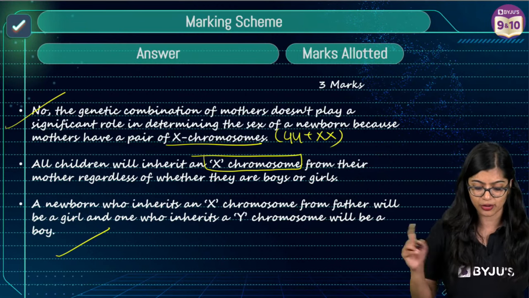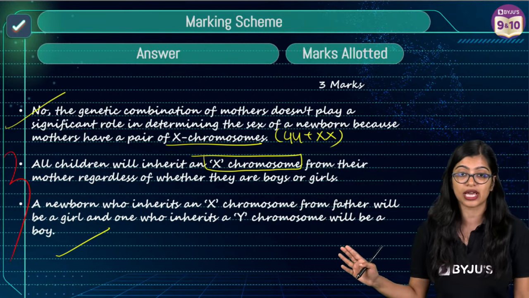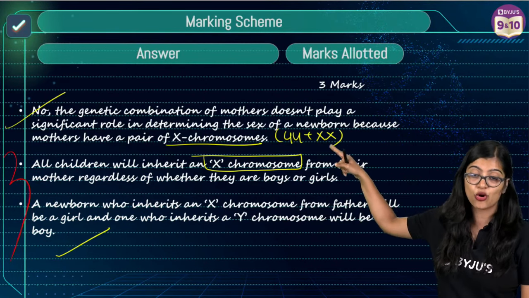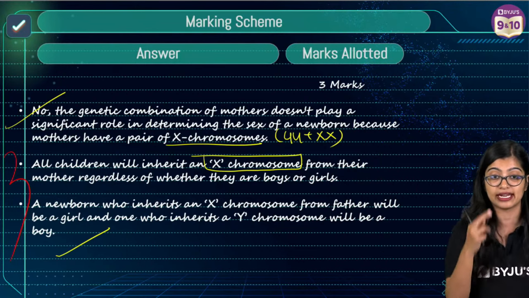Very, very important, okay? So now based on this, if you write, you will get 3 marks, okay? 1 point for saying yes or no, and 2 points you will have to write to justify it, okay?